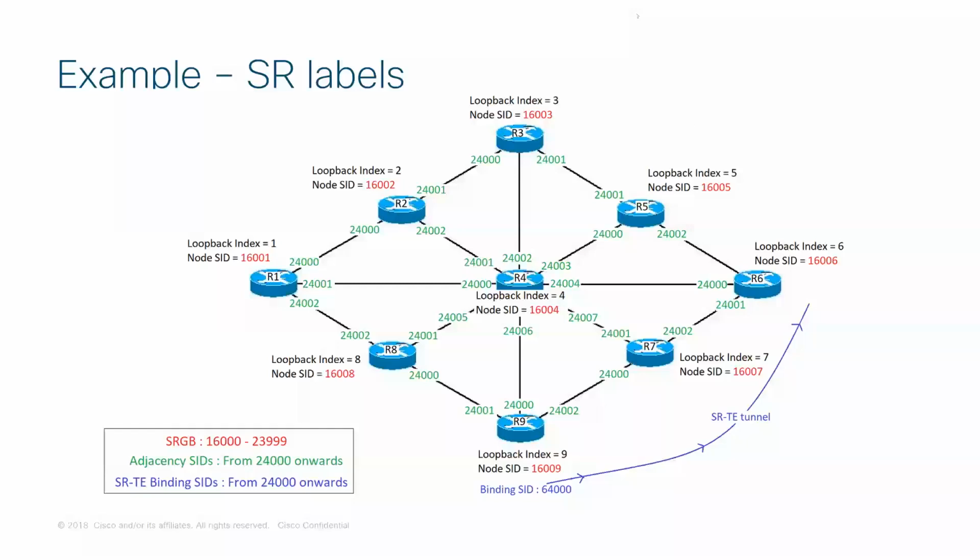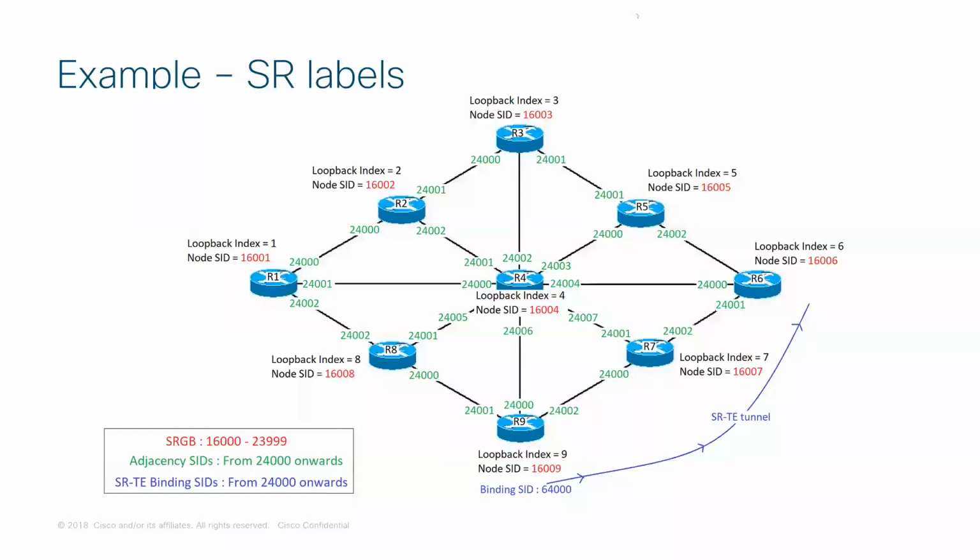But say I want to go from R1 to R8, R4, R2, R3, right? Then I build a tunnel. And then for those 500 prefixes, I will put that binding SID, another label which says go into the tunnel now. And the way I build the tunnel is based on the node ID or a link ID.